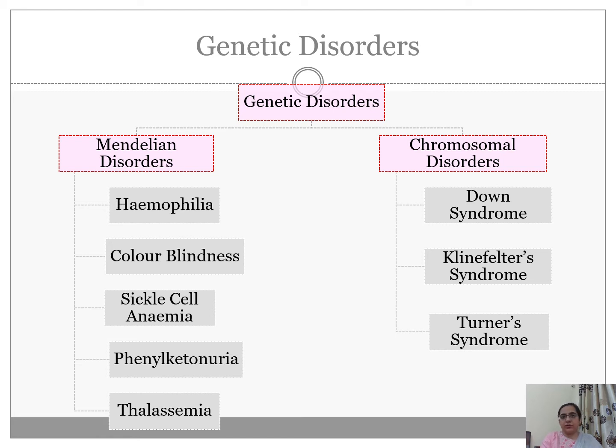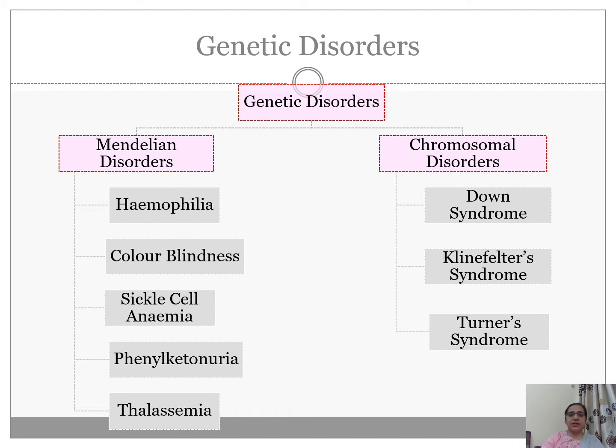Mendelian disorders are those disorders which occur because of a mutation in one gene or an abnormality in a single gene, while chromosomal disorders arise because of the presence or absence of one complete chromosome. Examples of Mendelian disorders are hemophilia, color blindness, sickle cell anemia, phenylketonuria, and thalassemia. While for chromosomal disorders, we will study Down syndrome, Klinefelter syndrome, and Turner syndrome. Now we will study these disorders one by one.